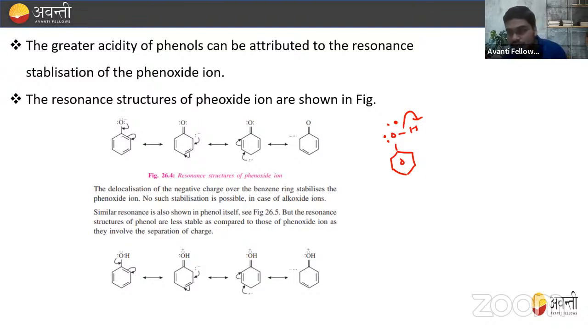Everyone, if anyone has any doubt up to here, ask quickly. Is it clear to everyone? Or is anyone having any doubt? You can ask. No doubt? Okay, very good. So this is all about the greater stability and greater acidity of phenol due to resonance stabilization. Right? Good.